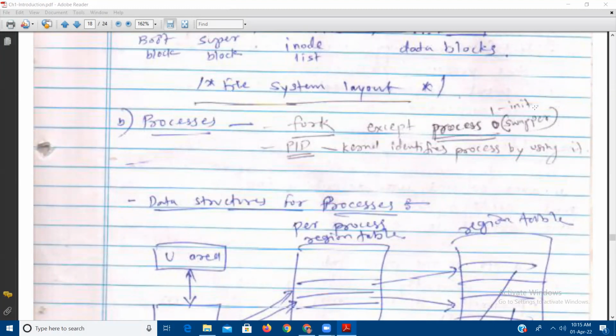Okay, so process swapper is also called process 0 and init is also called process 1. So this is the tree-like structure present in the Unix operating system.